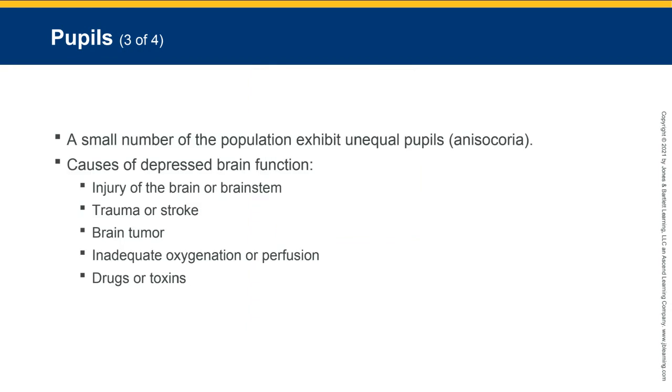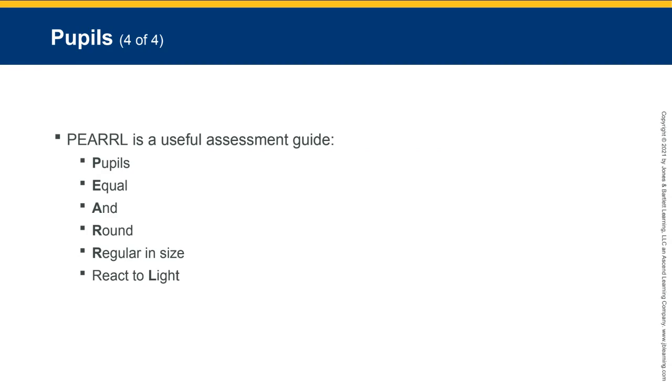A small number of the population exhibit unequal pupils, anisocoria. Causes of depressed brain function include the following: injury of the brain or the brainstem, trauma or stroke, brain tumor, inadequate oxygenation or perfusion, abuse of drugs or toxins being present in the body.